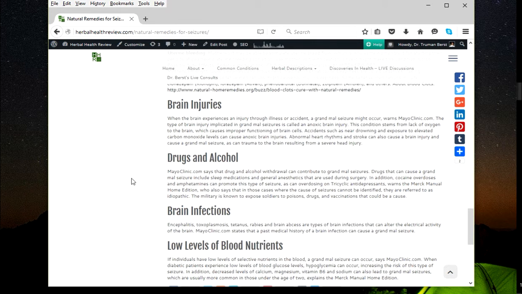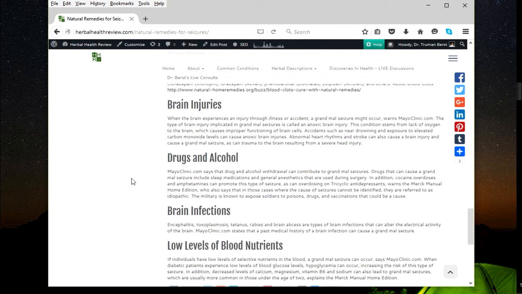Abnormal heart rhythms and stroke can also cause a brain injury and cause a grand mal seizure, as can trauma to the brain resulting from a severe head injury. And drugs and alcohol. According to Mayo Clinic, drug and alcohol withdrawal can contribute to grand mal seizures. Drugs that can cause grand mal seizures include sleep medications and general anesthetics used during surgery. In addition, cocaine overdoses and amphetamines can promote this type of seizure, as can overdosing on tricyclic antidepressants, warns the Merck Manual home edition.